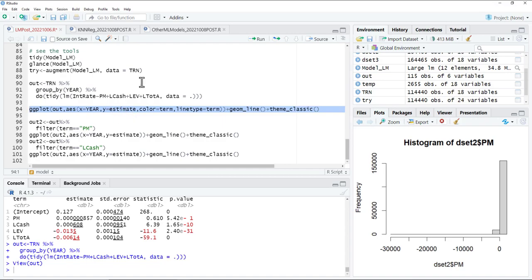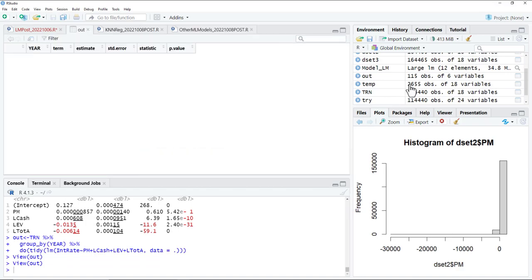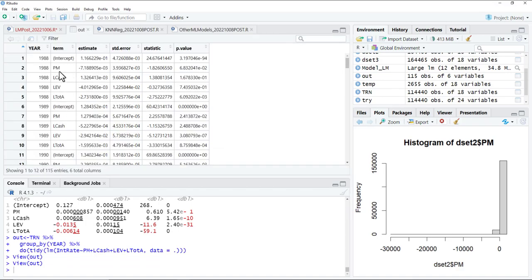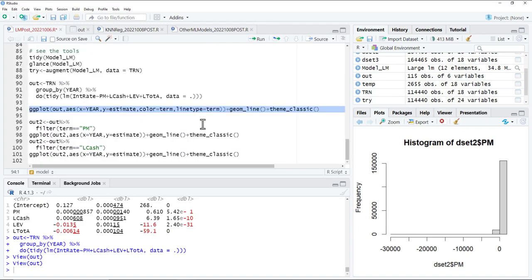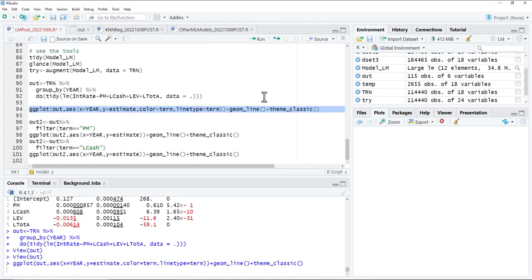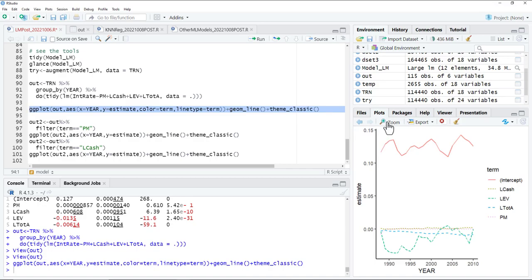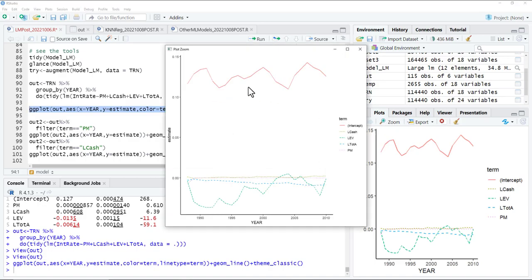We'll do the estimate by year, and we're going to color each term. So look in this out part. The term tells us which coefficient. The estimate is the coefficient. So we'll plot it and see what it looks like. And we see here the intercept is the largest one and stays up here. So notice with the leverage, it goes from negative down here, reaches up to positive and then back down.